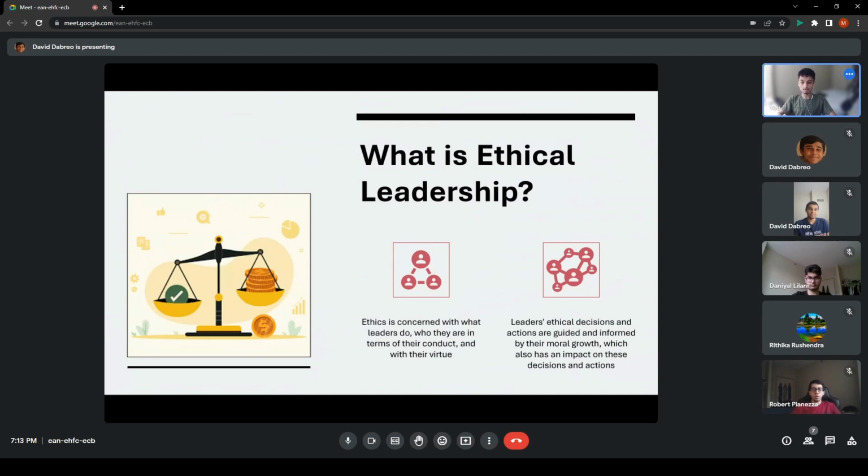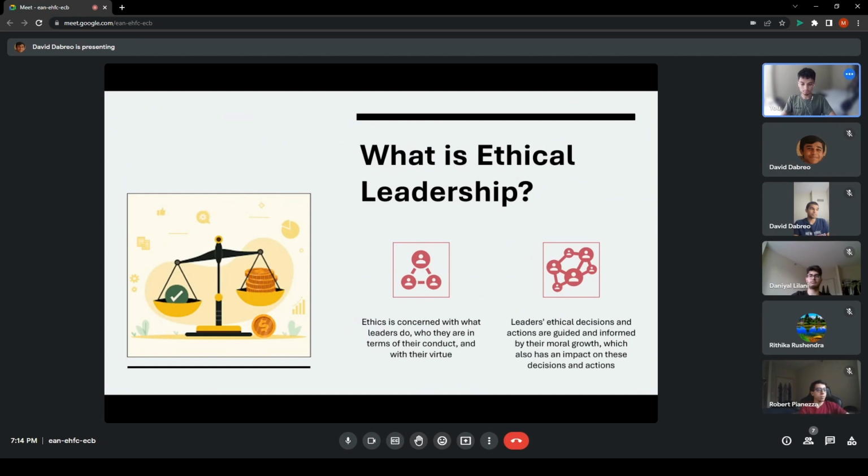When it comes to leadership, ethics is concerned with what leaders do and who they are in terms of their conduct and their virtue as well. Ethical considerations are either implicitly or explicitly present when making leadership choices. Leaders' ethical decisions and actions are guided and informed by their own moral growth, which also has an impact on the decisions and actions.